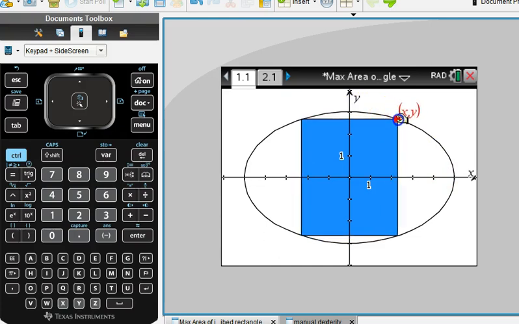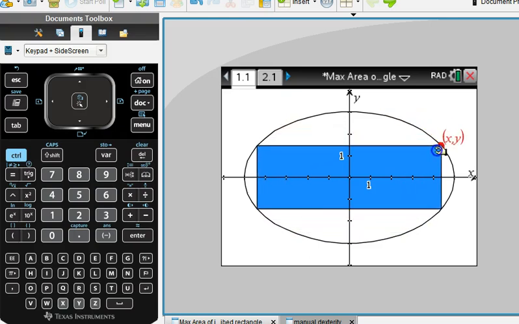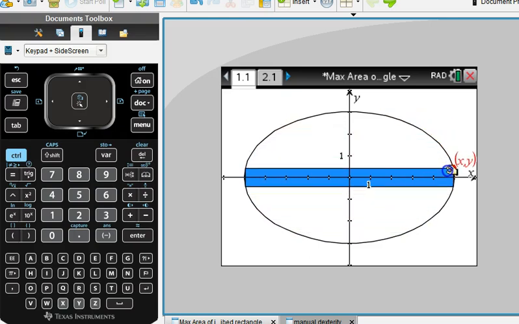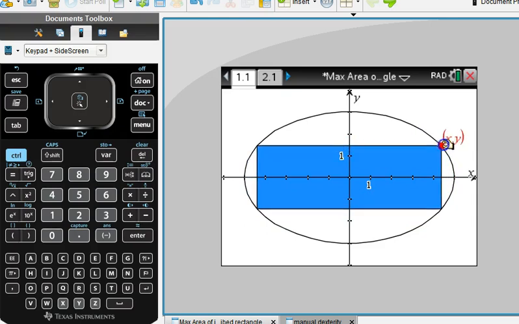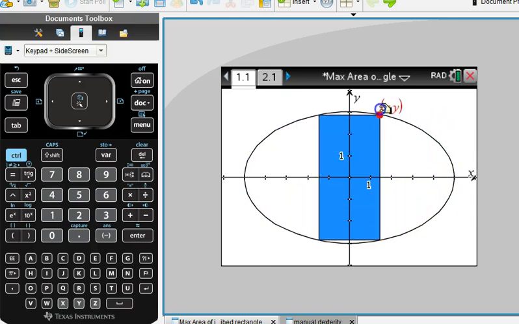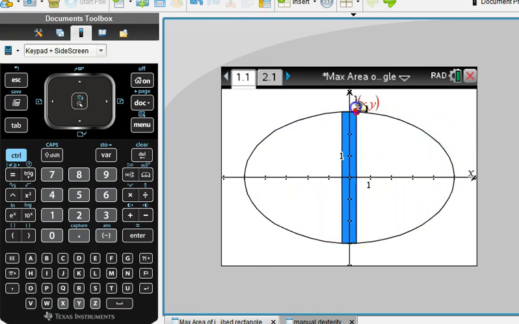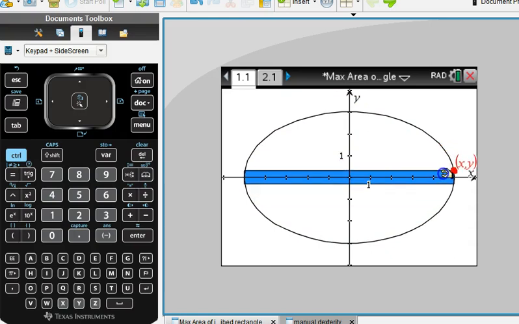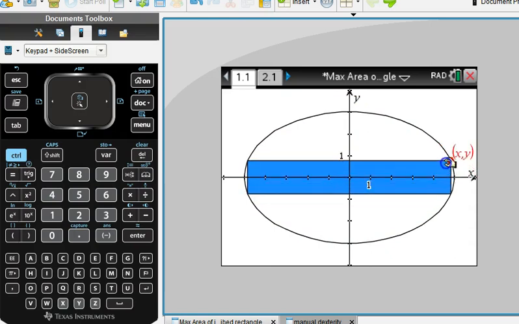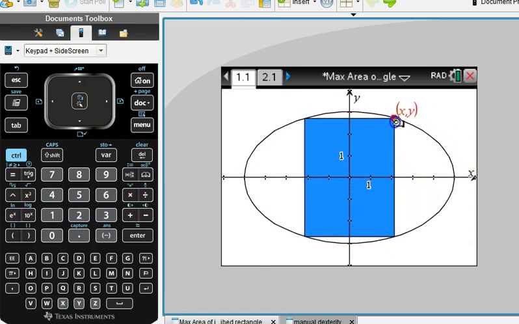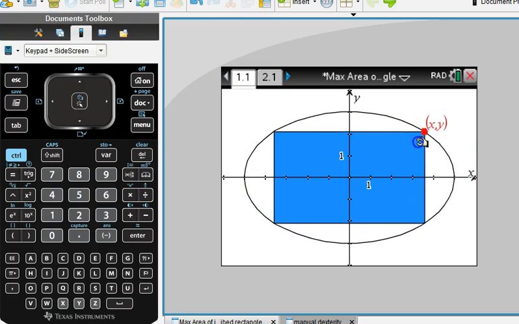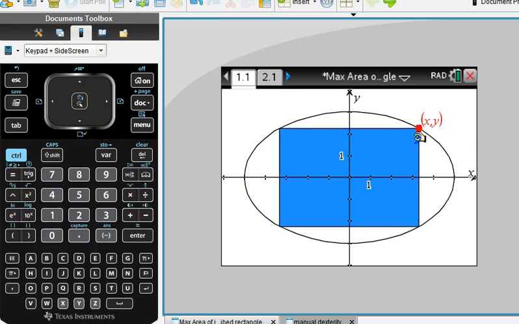And as this point moves, if I were to move this point closer to the x-axis here, notice how the shape of the rectangle changes. If x were 0, there would be no rectangle at all. If x were 5, there would be no rectangle at all. But if x is somewhere between 0 and 5 in this ellipse, then I'm going to get a rectangle that has a maximum area. So how do we do that?